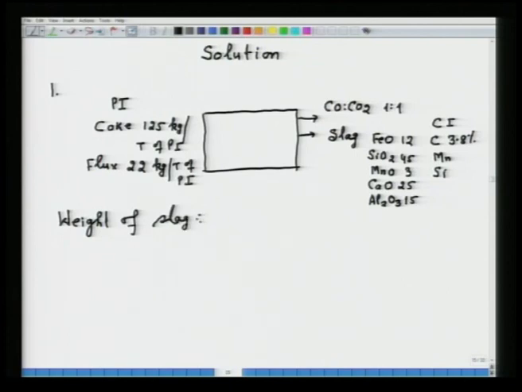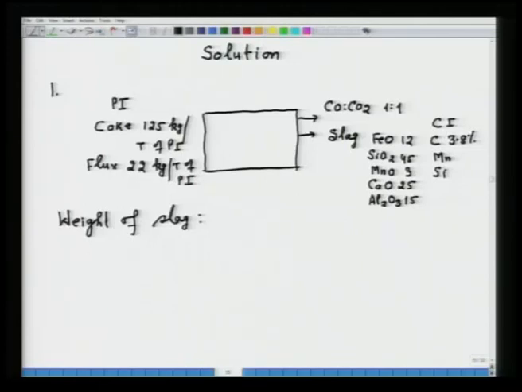Now, the clue to calculate the weight of slag, which in Hindi we call the guru mantra, is to find out a compound which exclusively enters into the slag. Now, if you see this particular problem, you note that the Al2O3 which is present in the coke directly enters into the slag. Also, calcium carbonate which decomposes to calcium oxide and CO2, the CaO directly enters into the slag. So, you have an option whether you go for Al2O3 or calcium oxide. I will see for both the options.